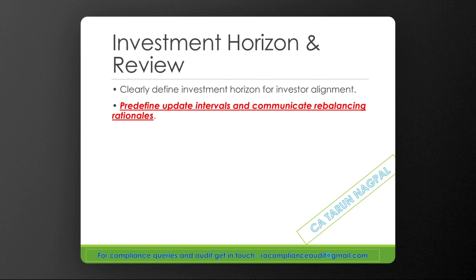Another thing that you need to do in this report is to define the investment horizon, which means you need to clearly define how long this portfolio will run. Investment horizon will have two parts. The complete investment horizon, that this is a 5-year portfolio or a 10-year portfolio, that's the investment horizon for the investor. And second is the rebalancing interval, that you need to define, on what frequency you would be doing rebalancing of that portfolio.